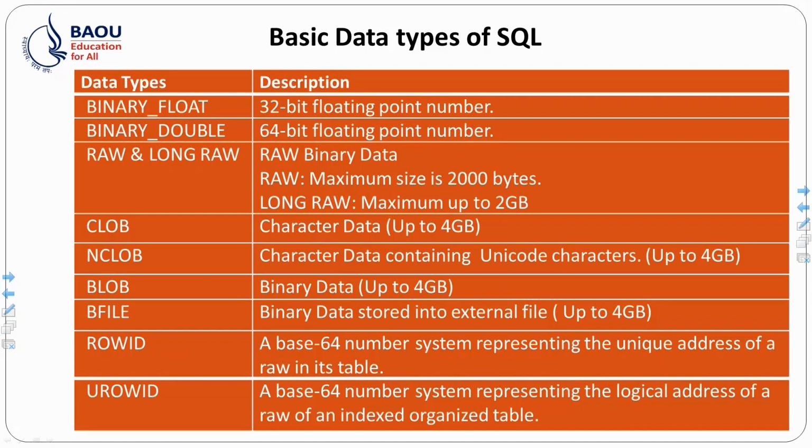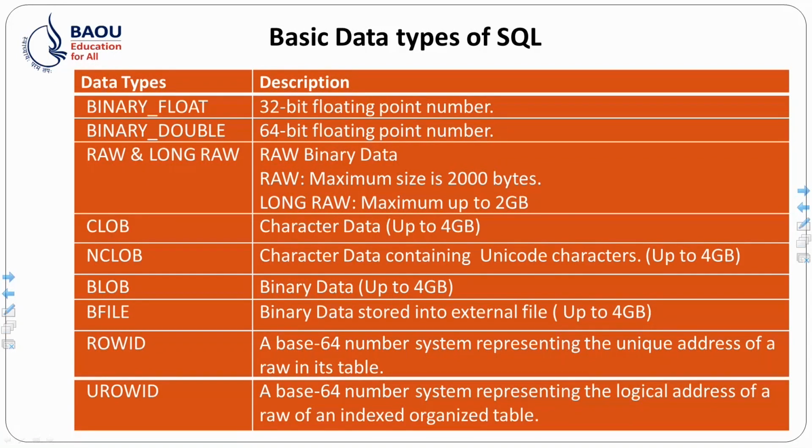CLOB is a character large object, used to store character data up to 4 GB. Now NCLOB is a character data containing Unicode characters up to 4 GB. Now BLOB is binary data up to 4 GB and BFILE is binary data stored in an external file up to 4 GB.